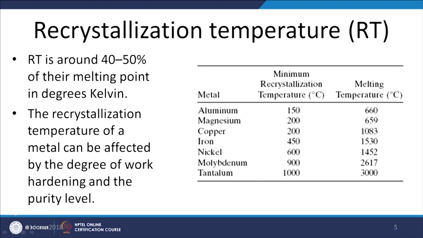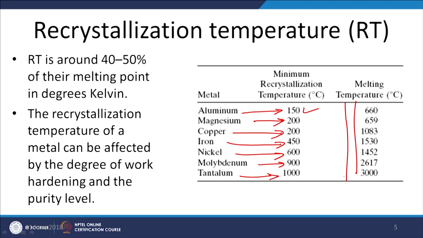So, we can see here that the recrystallization temperature for different metals is different. This is for pure metals. Aluminum, it is 150 degree centigrade, for magnesium 200 degree centigrade, copper 200, iron 450, nickel 600, molybdenum 900, and tantalum 1000 degree centigrade, and these temperatures are significantly lower than their respective melting temperatures.